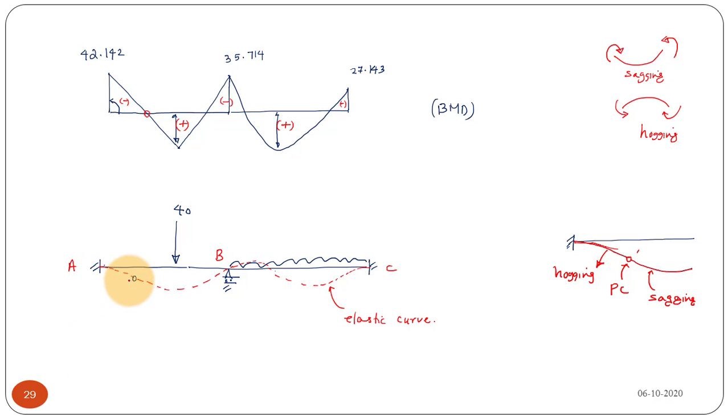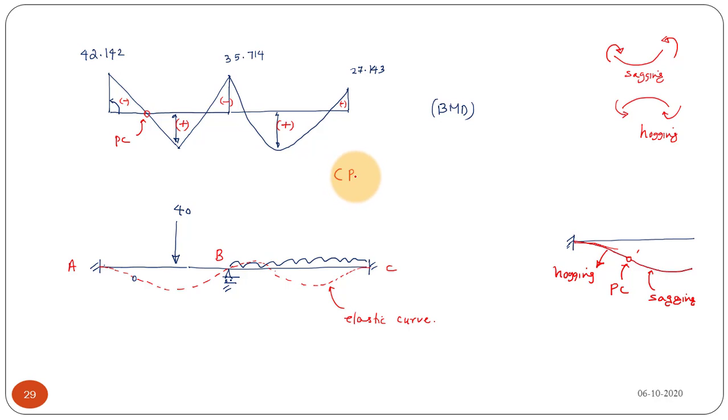of curvature at this point, maybe from sagging to hogging or hogging to sagging, depending on the loading in the member. Or if you are looking from the moment diagram, you can see the moment sign will be changing from negative to positive, or in other words, the moment diagram is crossing the axis of the beam. So that point is the point of contraflexion. Okay, point of contraflexion.